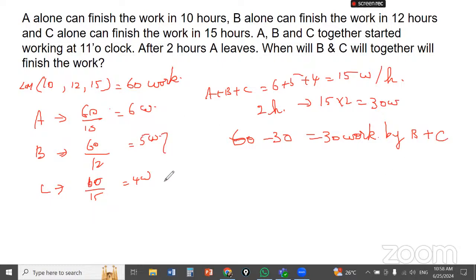So B and C together, they'll be doing 9 work. In 1 hour, they'll be doing 9 work per hour, B and C. So this 30 work has to be completed by this B and C. So 30 divided by 9. That's nothing but 10 upon 3. That's 3 1 by 3.